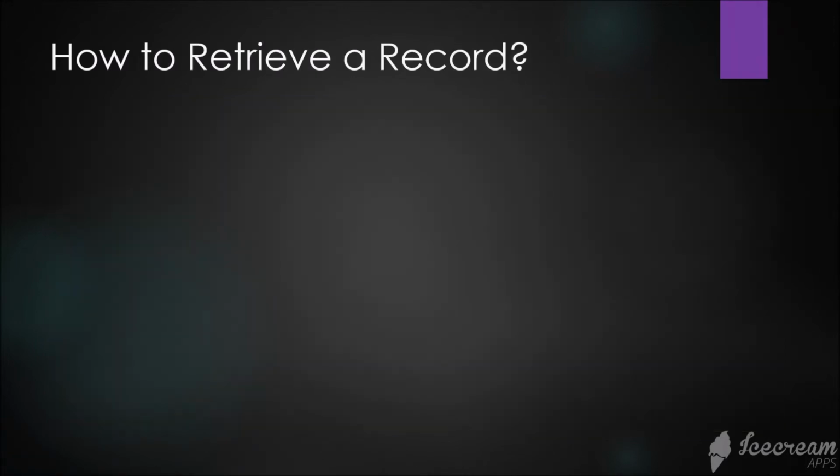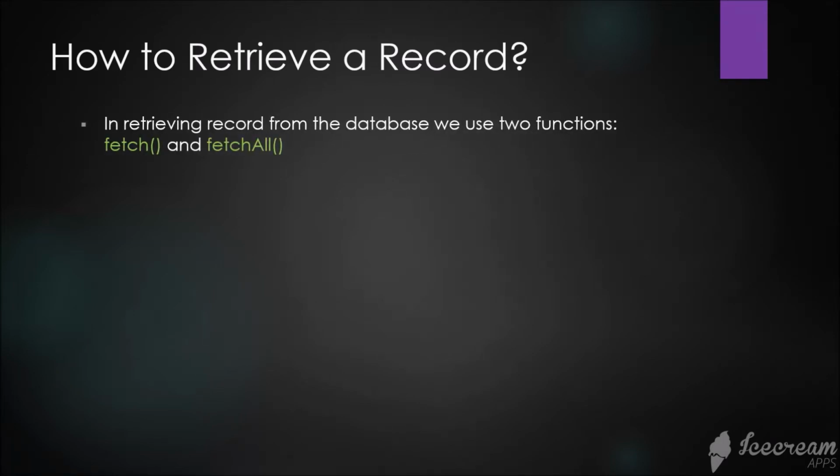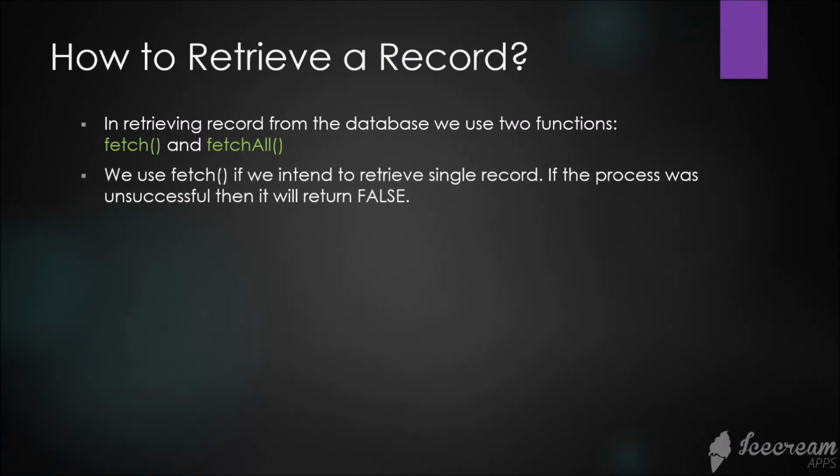Okay, so we are now done with the inserting part, updating part, and also for the deleting part. Okay, so now let's try to know how to retrieve a record. In retrieving a record from the database, we use two functions. First, we have fetch, and the other one is fetchAll. We use fetch if we intend to retrieve a single record. If the process was unsuccessful, then it will return false.